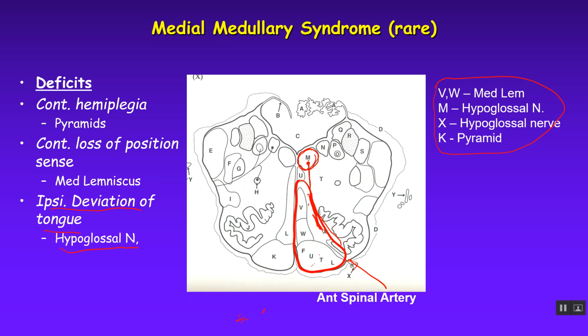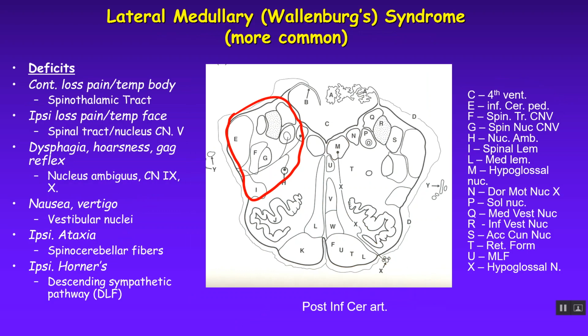Medial medullary syndrome. Your book has some pictures of this, but they don't use these pictures. So you will see, on the exam, there'll be one cross section of a brainstem, and there'll be a lesion, and there'll be a few questions on that. You have to identify what the deficits you're going to see, but it'll be one of these pictures. It'll be these line drawings you're seeing on these slides right now.